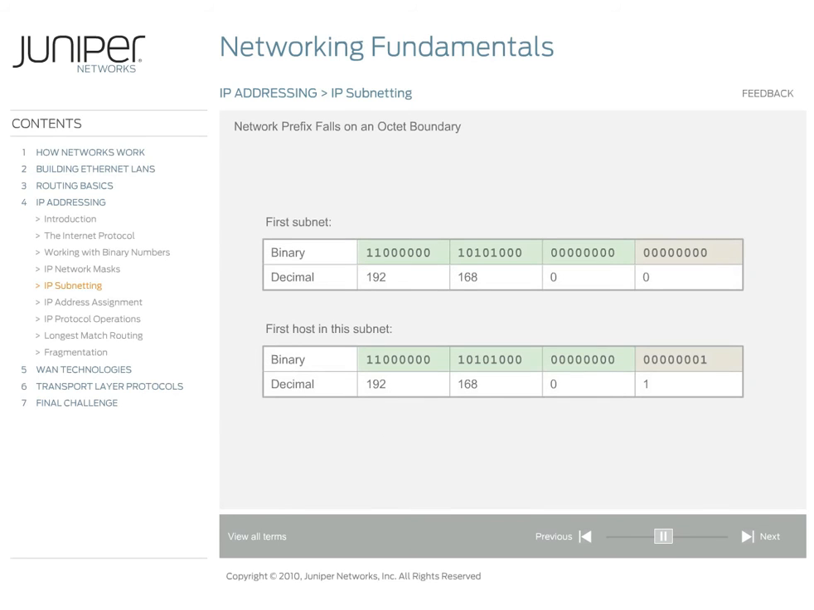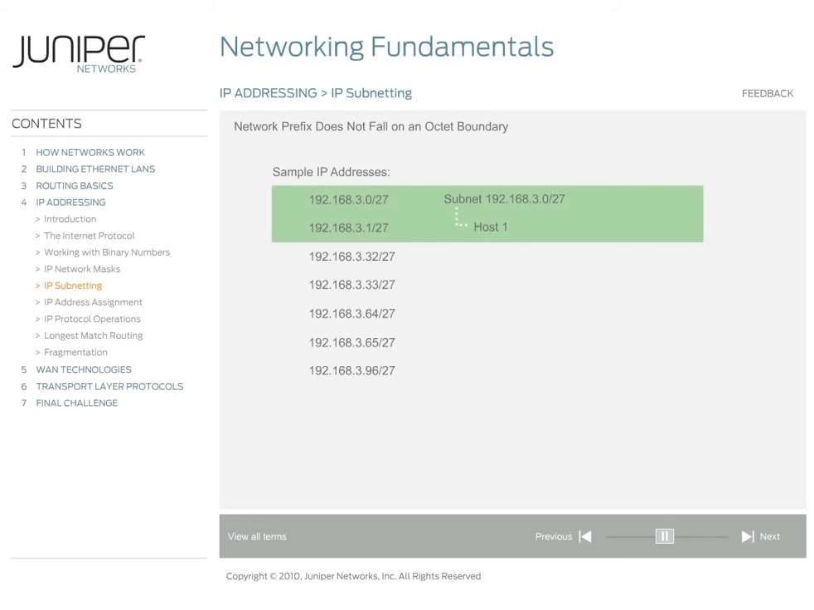Here are the addresses of the first subnet and first host in that subnet, shown in binary and decimal format. When a single octet comprises both network and host bits, however, it's not so easy to tell the difference between a network number and a host address. You have to look at the binary equivalent.